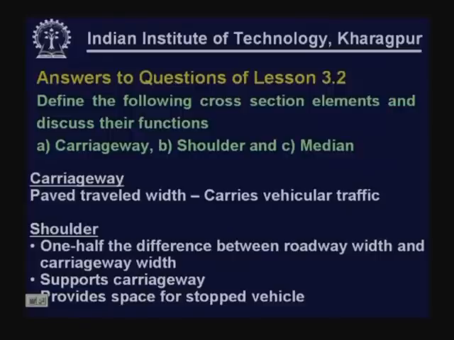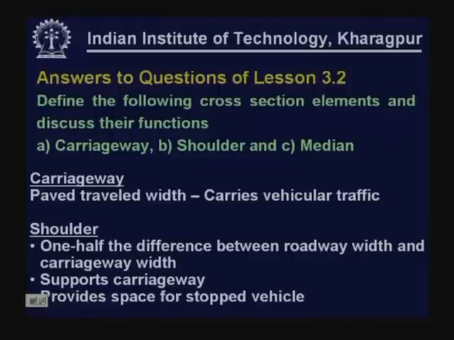Now, I will try to answer the questions which were raised during the last lesson. Define the following cross section elements and discuss their functions: carriageway, shoulder and median. Carriageway is the paved travel width, it carries the vehicular traffic, so all the loading is taken by the carriageway.